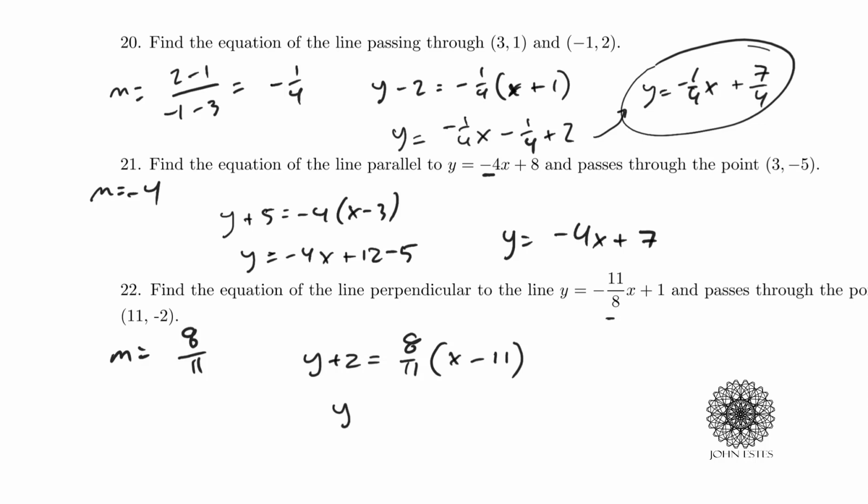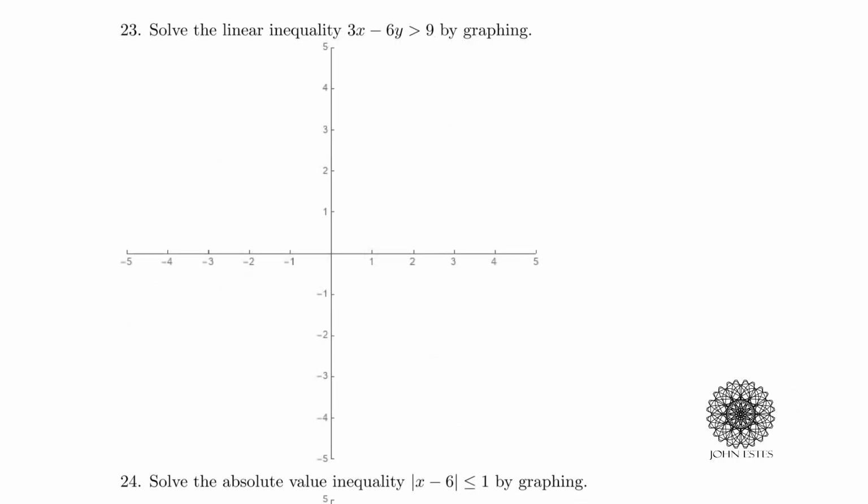Because of x minus 11. So when I distribute, I get 8/11 x. Well, 8/11 times 11 becomes minus 8, and then bringing the 2 over, I end up with y equals 8/11 x minus 10. And there's my line.